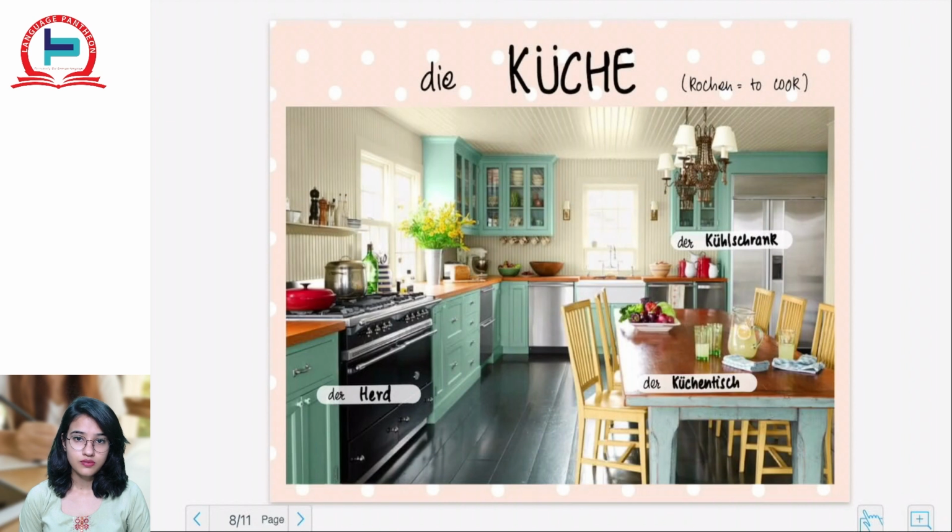Next up we have die Küche. The Küche is kitchen. Now Küche is some place where we kochen. Kochen is to cook. So the Küche is where we cook. Now some of the vocabulary. Der Kühlschrank, that is the refrigerator. Der Küchentisch, the table which is meant for the kitchen. So Küchentisch, dining table or kitchen table. Der Herd, that is stove.